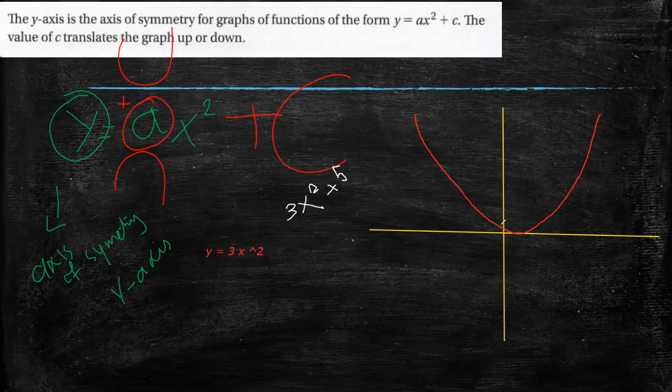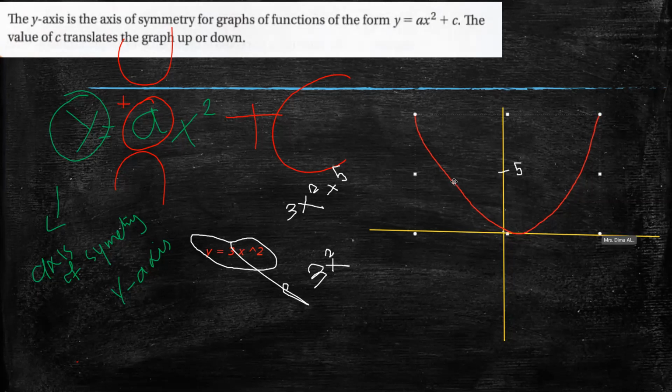3x squared plus 5. That means for the previous one, it was 3x squared only. Y is equal to 3x squared means it starts from 0. If you have 3x squared plus 5, that means you have to shift the shape up 5 units. So if you have the function 3x squared only, you graph it with vertex 0. If I tell you 3x squared plus 5, this plus means you have to shift it up 5 units. But now, let's make it down.